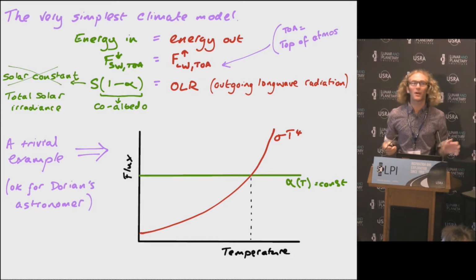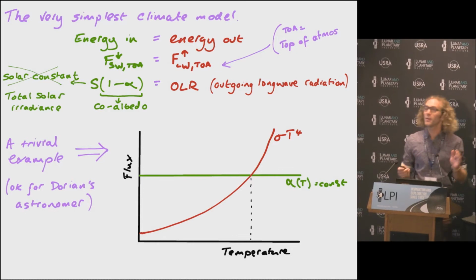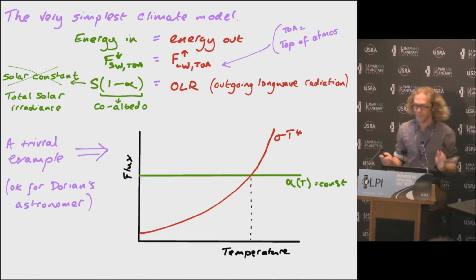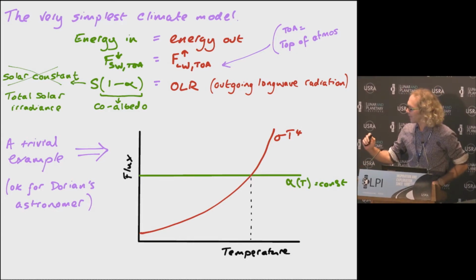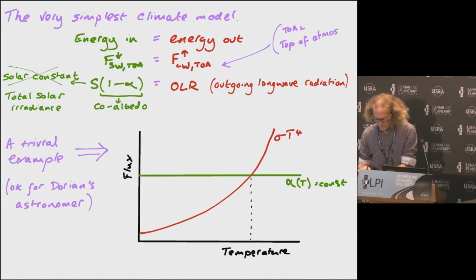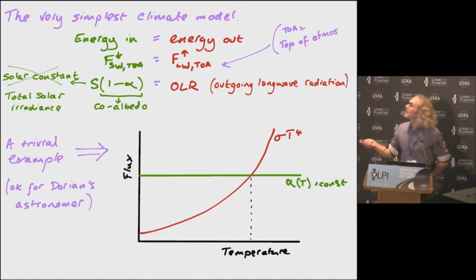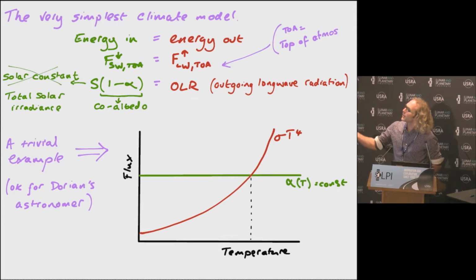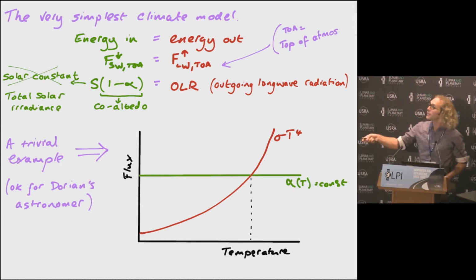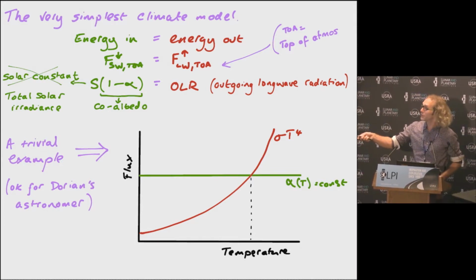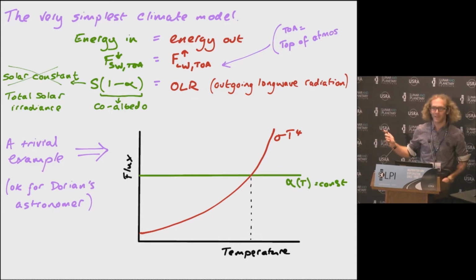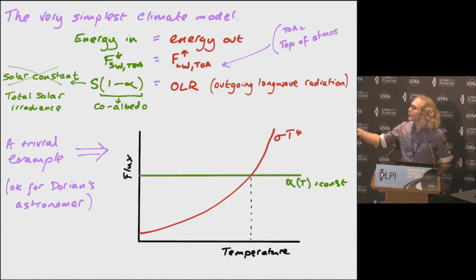And I'm going to just start you off looking at a very simple climate model, one that would be accessible to Dorian's astronomer. So what we're going to do is find a working laser pointer. Let's try this one. Okay, that's good. So we're going to get energy in equals energy out. And what we're going to say is that the solar constant times 1 minus the albedo is going to equal the outgoing long-wave radiation.